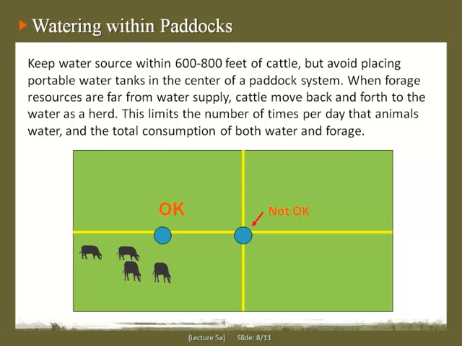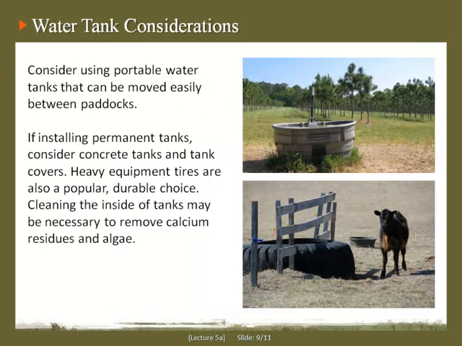When forage resources are far from water supply, cattle move back and forth through the water as a herd. This limits the number of times per day the animals water and the total consumption of both water and forage. And a centrally located water source can result in compaction and erosion immediately surrounding the watering site. Consider using portable water tanks that can be moved easily between paddocks.